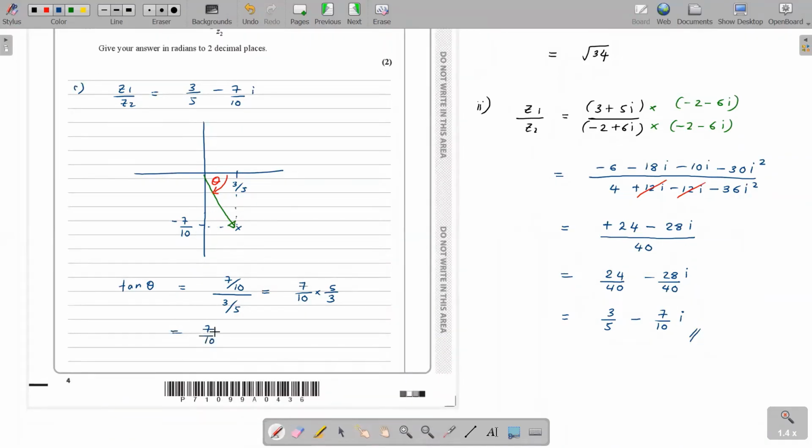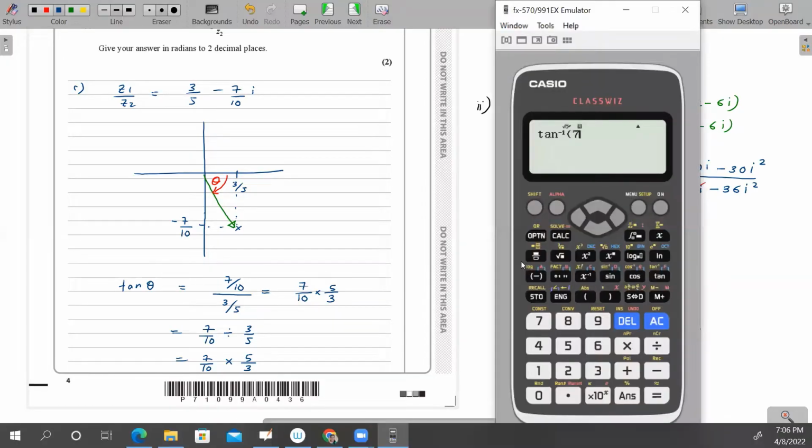It's 7 over 10 divided by 3 over 5, right? This is what it really means. So 7 over 10, division to multiplication, the reciprocal, and you take 5 over 3. That's what you get here. 7 over 10 into 5 over 3. You could write immediately, can I know the tan inverse of this? Tan inverse 7 over 10 into 5 over 3. How much is it? 0.8621. They want it in radian to 2 dp. So what's the answer, 2 dp? 0.86. Is that the final answer?